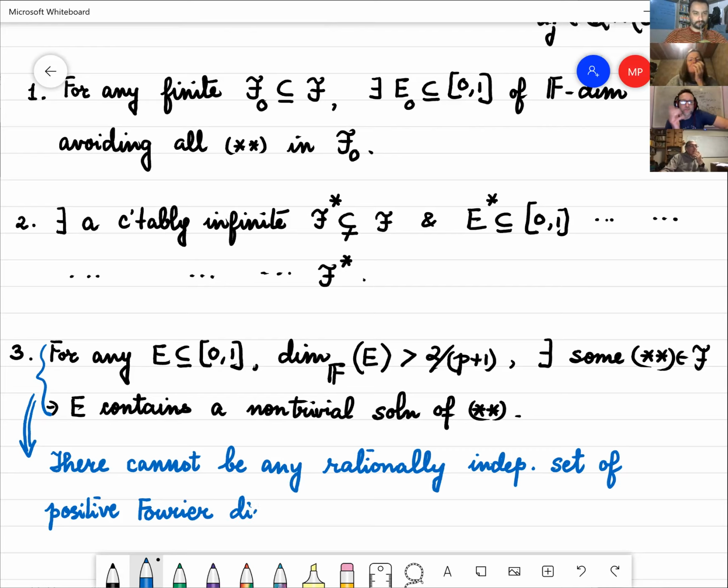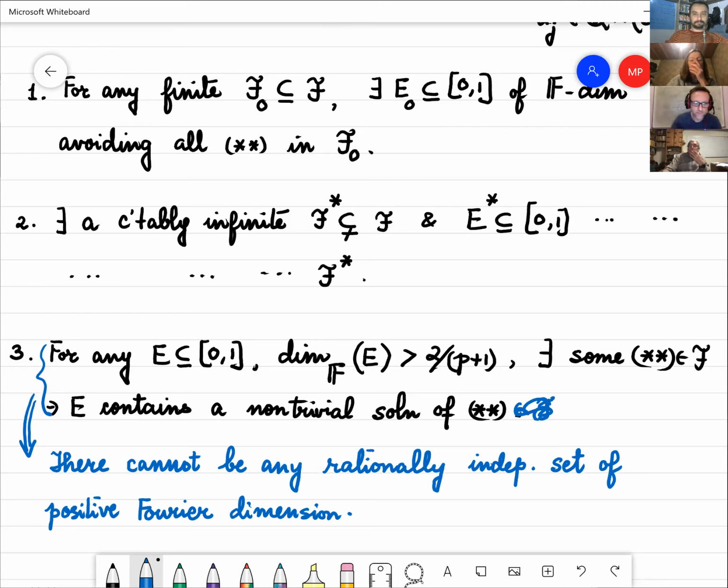Because the moment you choose a set of positive Fourier dimension, that dimension is going to exceed 2 over p plus 1 for some large p. And the moment it does, the positive Fourier dimensionality is going to force the set to contain a non-trivial solution of some equation in script F. Okay. All right. So I think I have about maybe 5 minutes left.